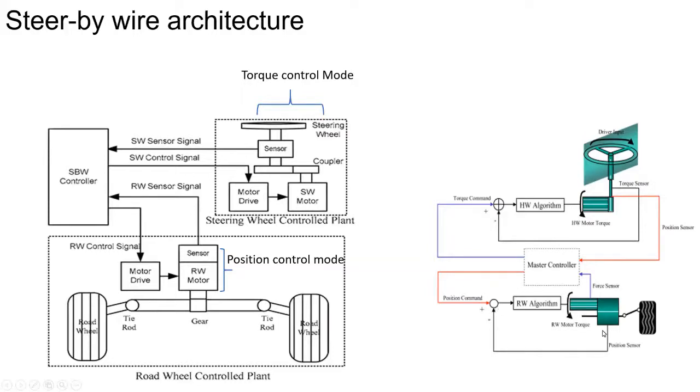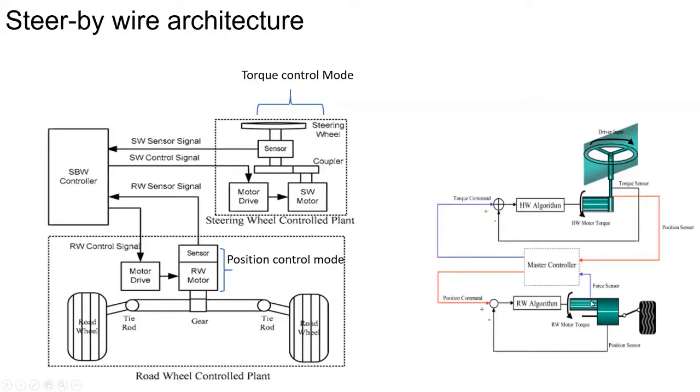Then this controller and motor is in a position control system. It is not a torque control system. It basically commands this motor to turn to that position so that the wheels turn to that position. That's the idea here. So basically it controls the position of the wheels. It's a position control system.